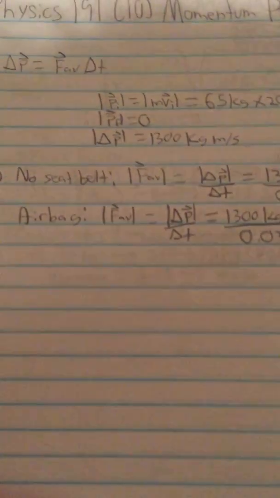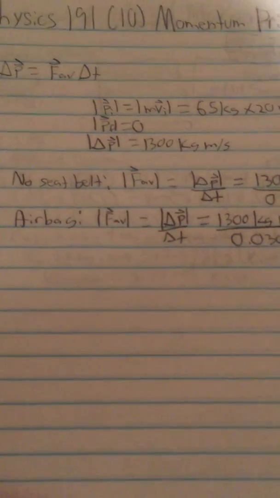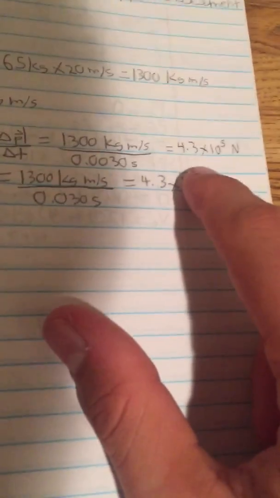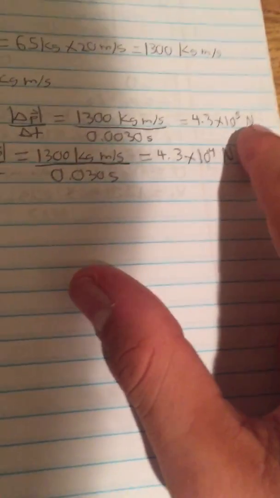So this change in momentum divided by the time interval gives us the average force. In the case in part A with no seatbelt, the F average is equal to change in p divided by change in time. After plugging in the values for that, I get 4.3 times 10 to the 5th newtons.